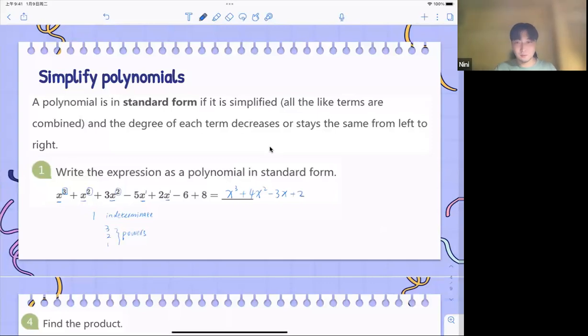Okay. So is there anything more left? No, that's all. So we are all set. So this is the standard form. Because the question is asking us to write down the standard form, if we simplify it, that is the standard form. So we are finished. Let's move down to the next question.